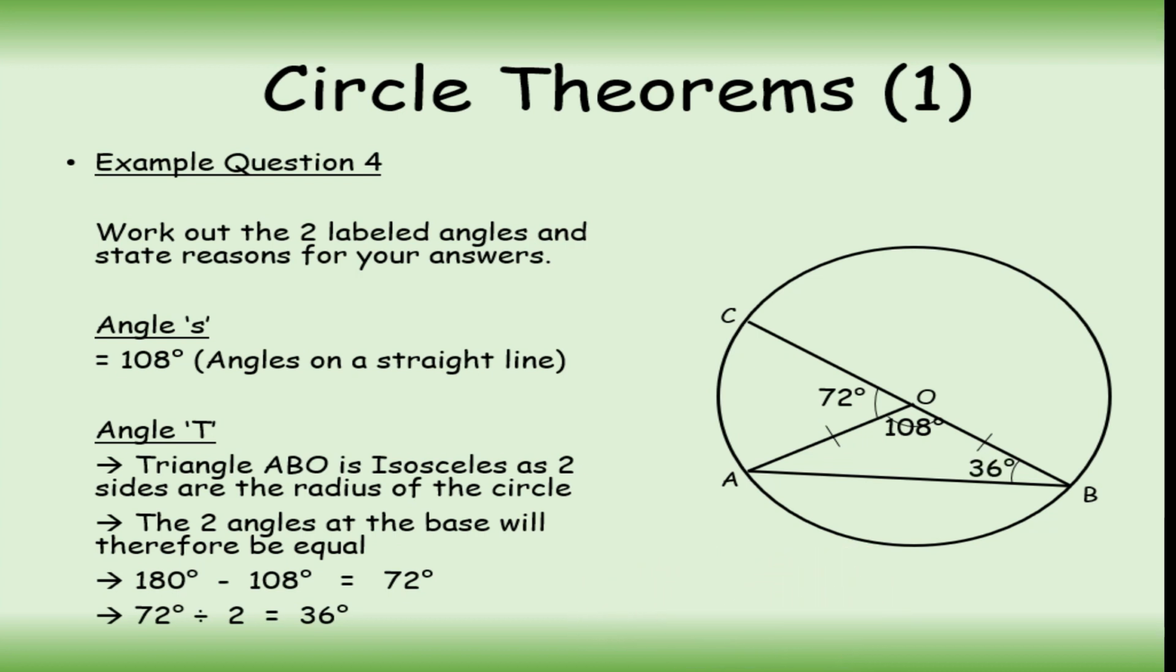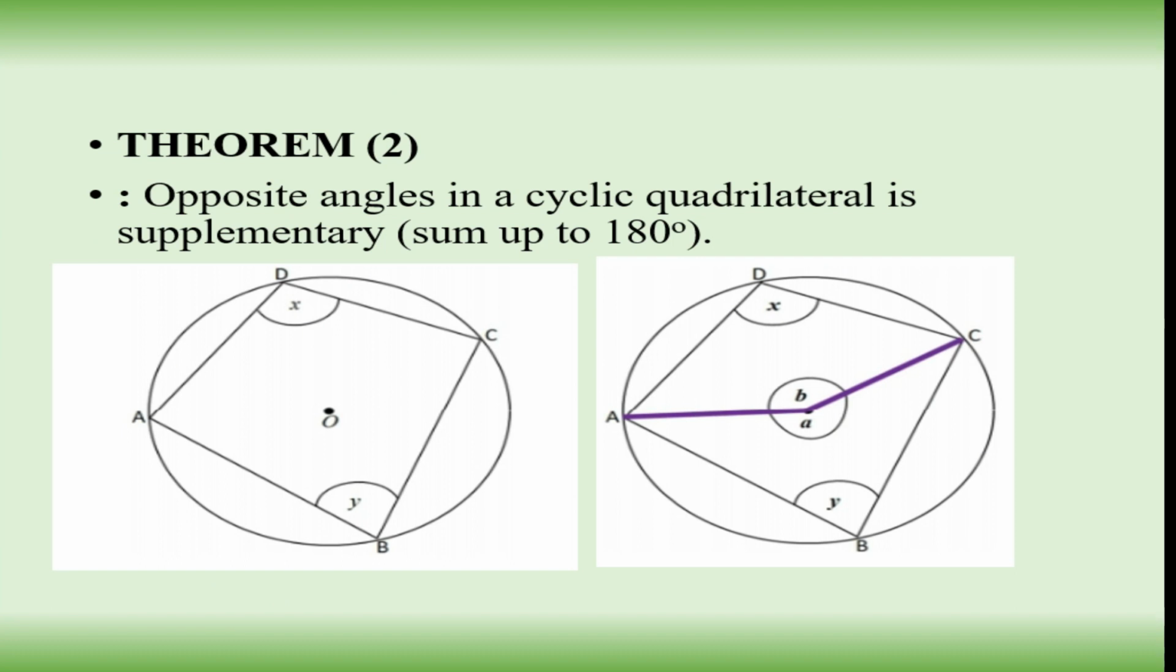Now theorem 2 states that opposite angles in a cyclic quadrilateral are supplementary. Now we say that when you sum up these two opposite angles, it should give you 180 degrees. When I sum up this, it should also give me 180 degrees. When I sum up x and y, it should give me 180 degrees, because they are opposite angles.